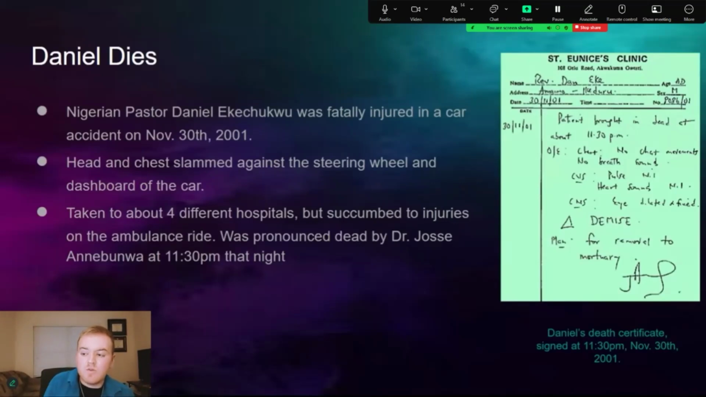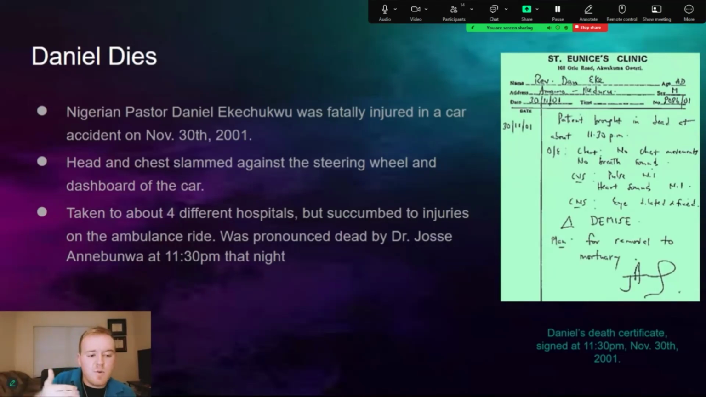So on November 30th, 2001, Daniel gets into a car accident with some of his family members in the car at the time. And I think there's a slight distinction between whether or not his head went through the windshield or whether he had just had internal hemorrhaging from banging on the steering wheel. Some of the sources differ on those secondary details, but then again, so do most car accident stories, so that's not that surprising.